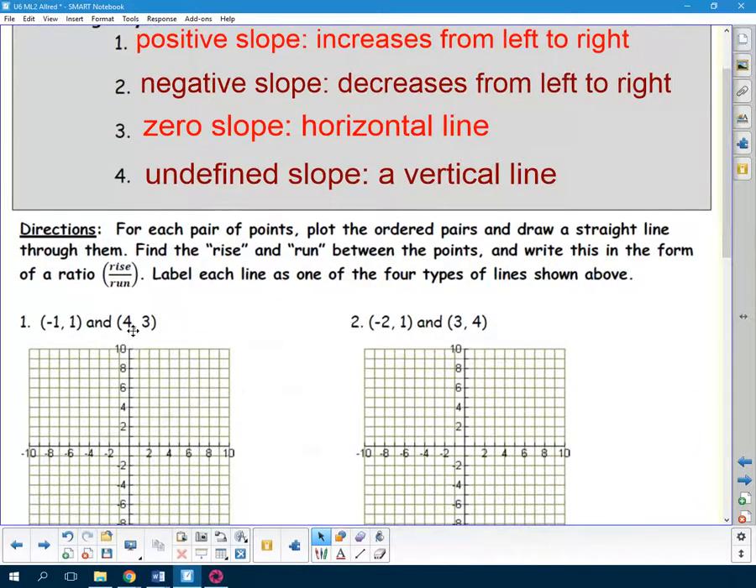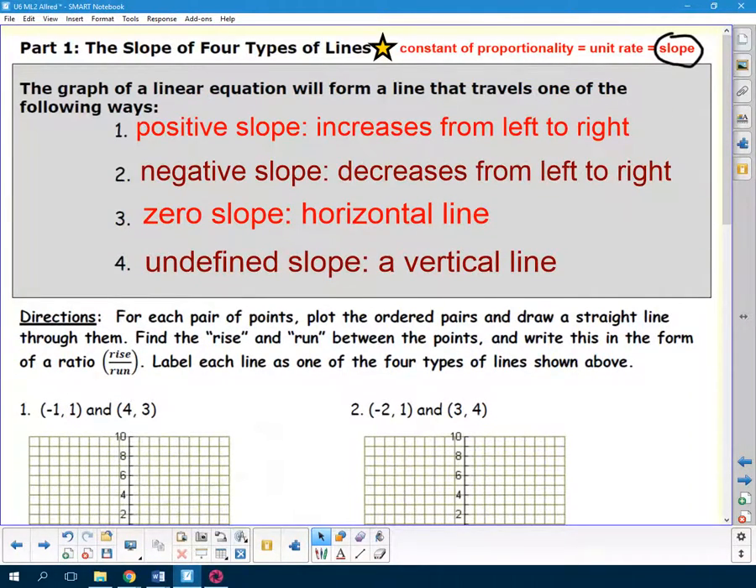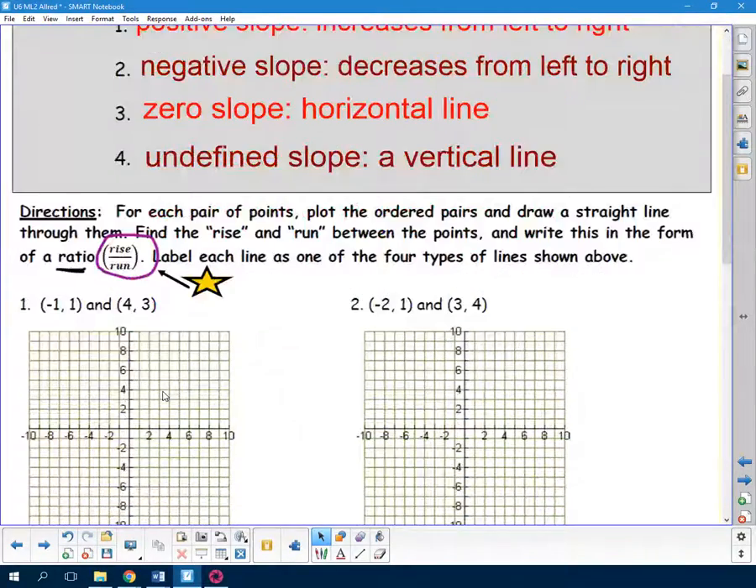What we're going to do is take these pairs of points. We're going to look at a couple graphs here together, and we're going to try to figure out what the slope of these lines is. The neat thing about this is we're always going to write it in the same form. We're always going to write it as a ratio of rise over run. That's super important. I would even put another star next to that. We're going to think about it as a ratio of rise over run.